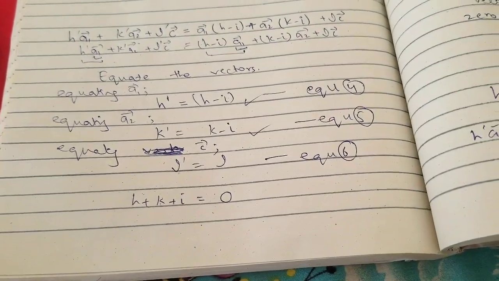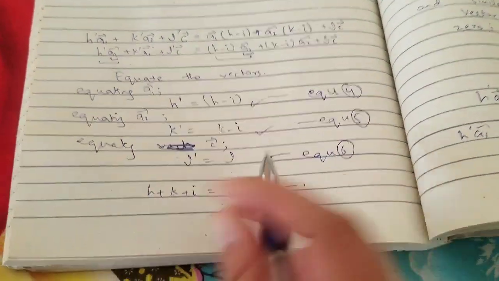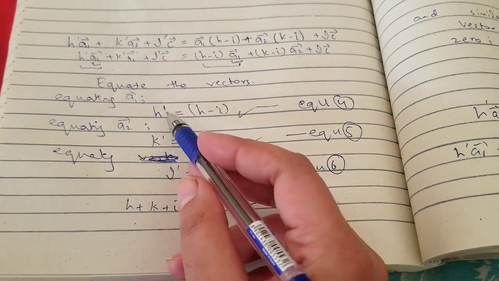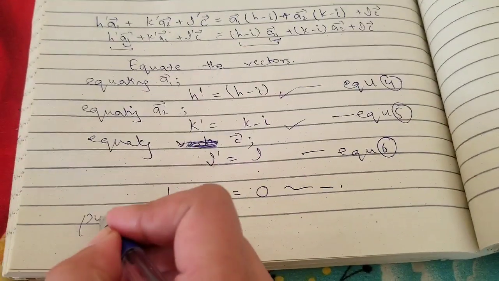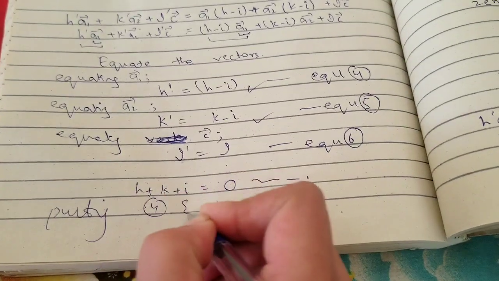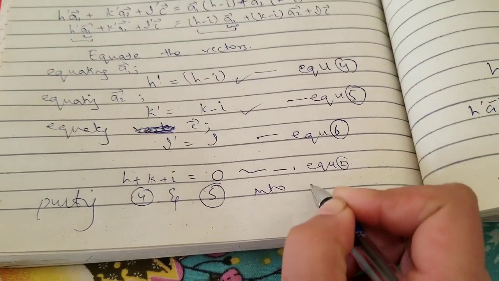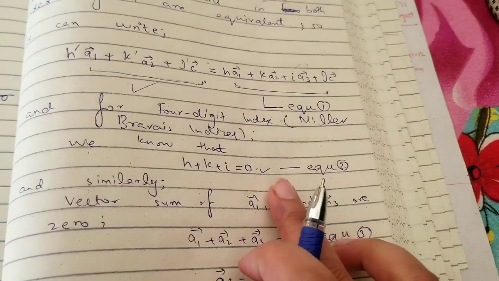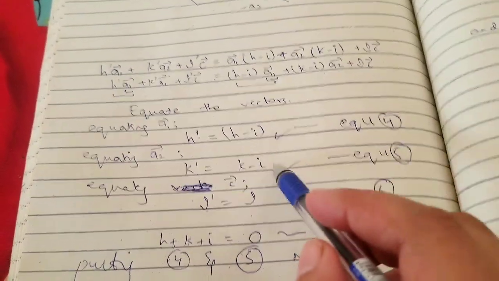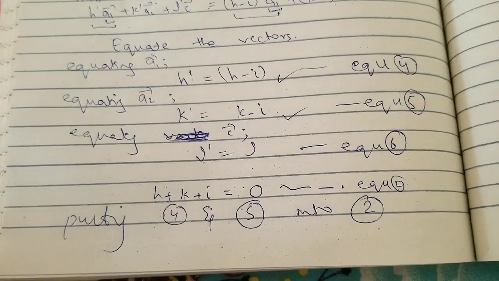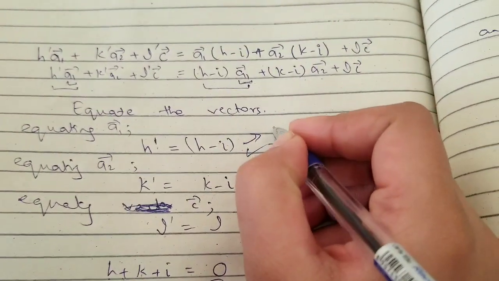Okay, this alone will suffice to find out the value that we are seeking. So let us put the values of h prime and k prime all together into this equation, putting 4 and 5 into equation number 2, as I named it earlier. So we'll put the values of h and k from these two equations into this equation, so the values of h and k could be found like that.